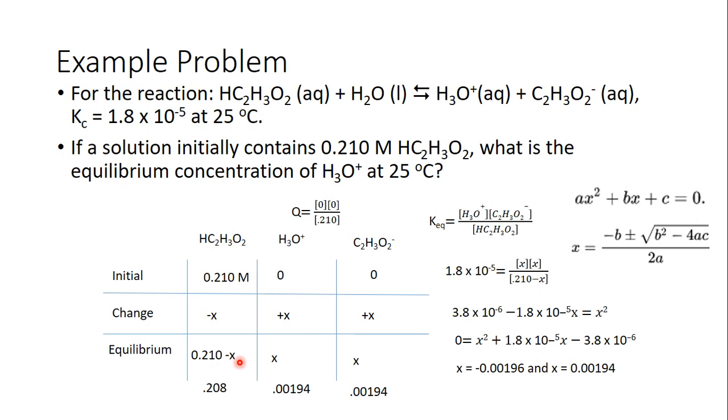So 0.210 minus 0.002 is 0.208, and the other two terms are just X. And that's the whole problem. That's how we solve equilibrium concentrations.